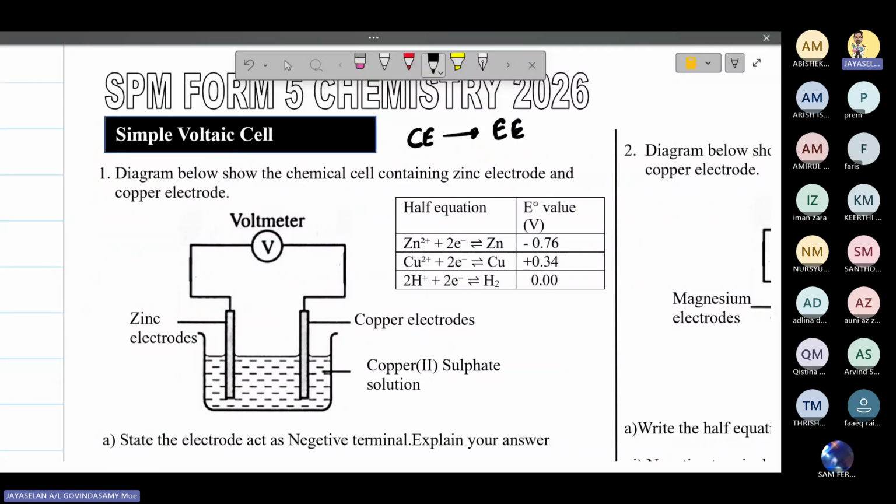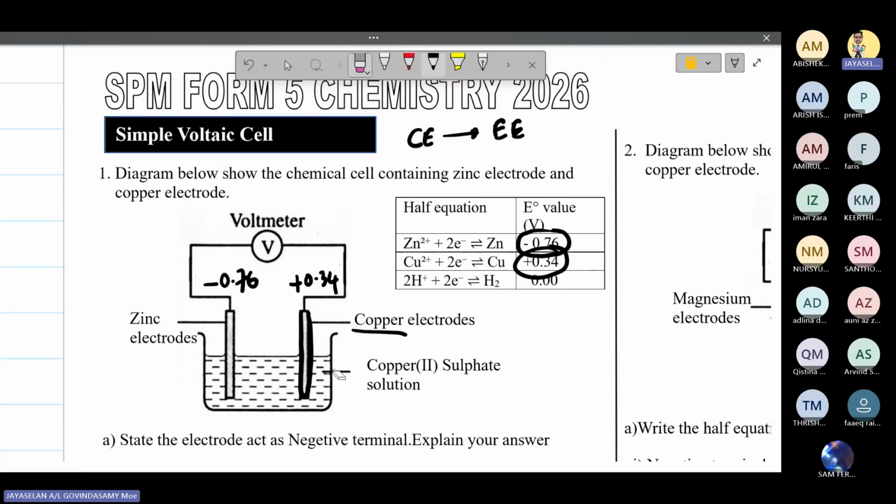Okay, second thing, I will circle this one. I will read the E naught value. This is negative 0.76. This one, this electrode, copper, right? Copper, what is the value? Positive 0.34. Okay, so I have read.